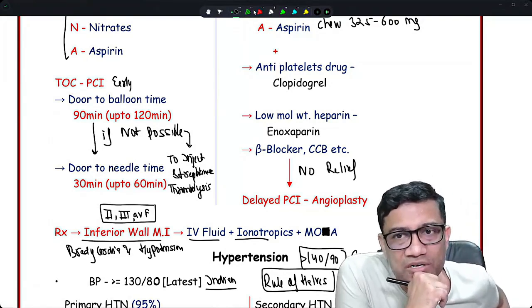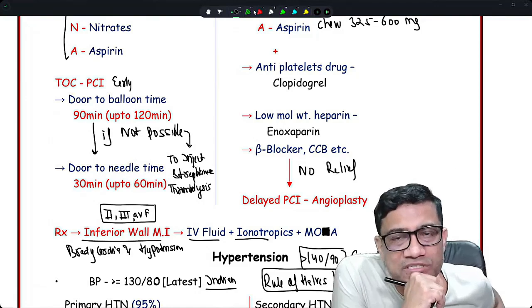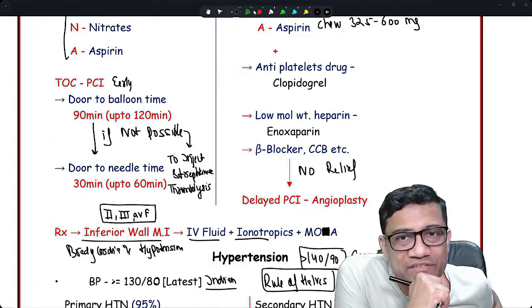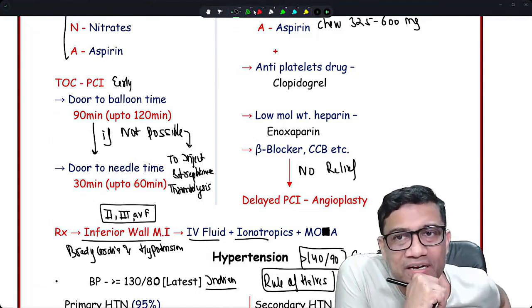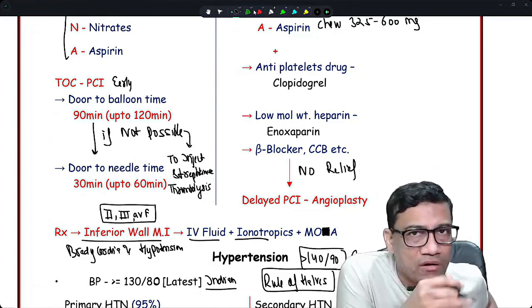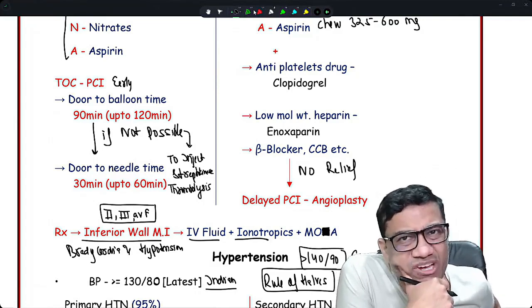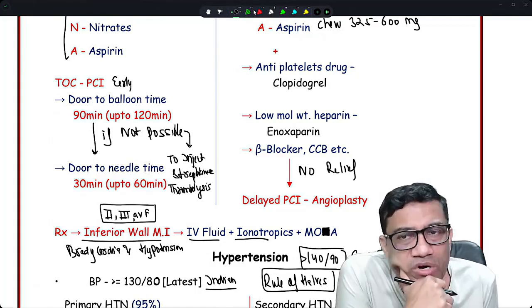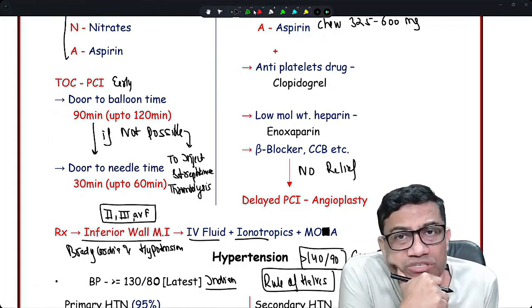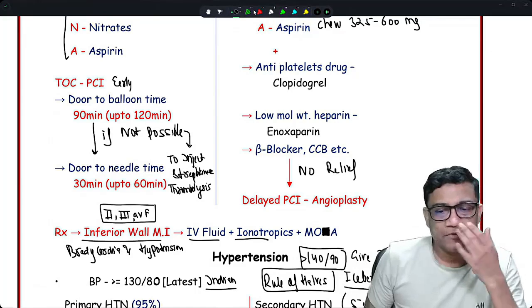There are two kinds of surgery: one is emergency and one is elective surgery. Elective means we plan, like hernia. If the hernia is not obstructed or strangulated, obviously we can do the surgery at the proper time. So are you clear?